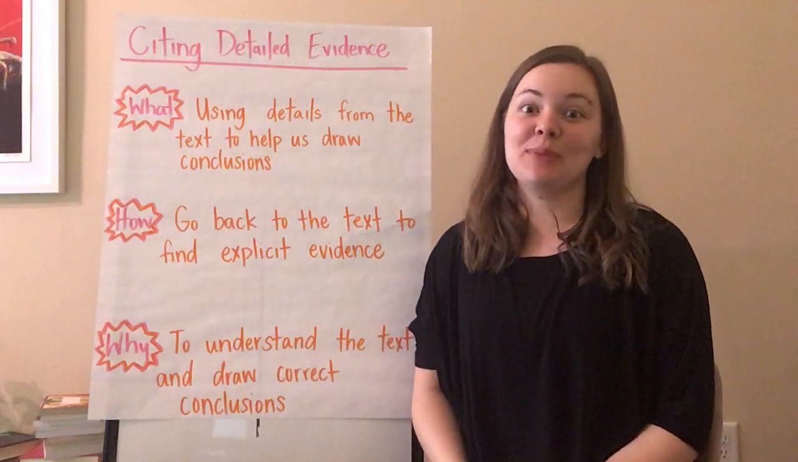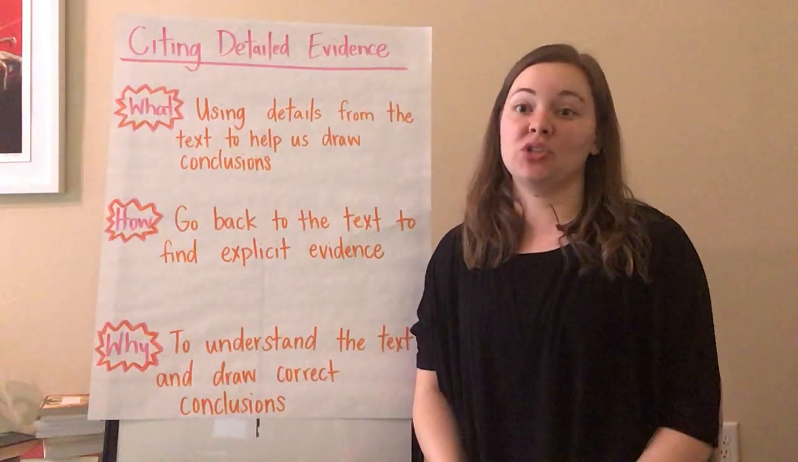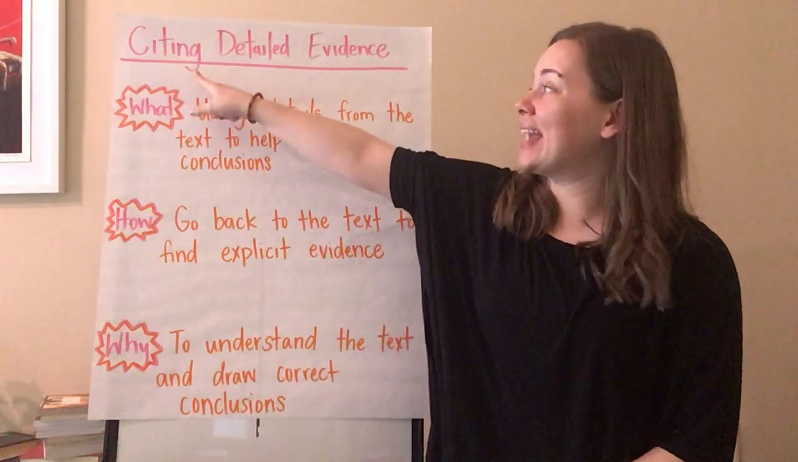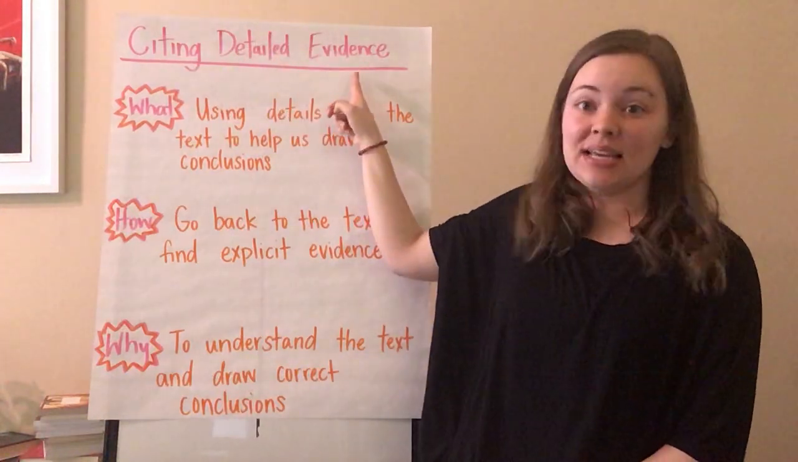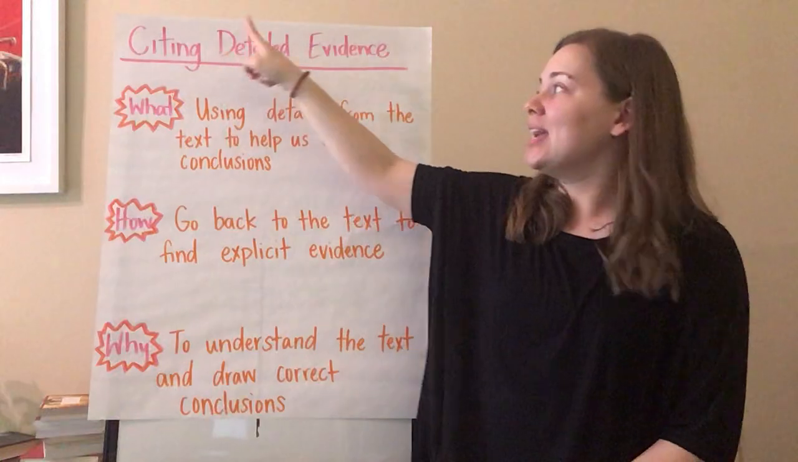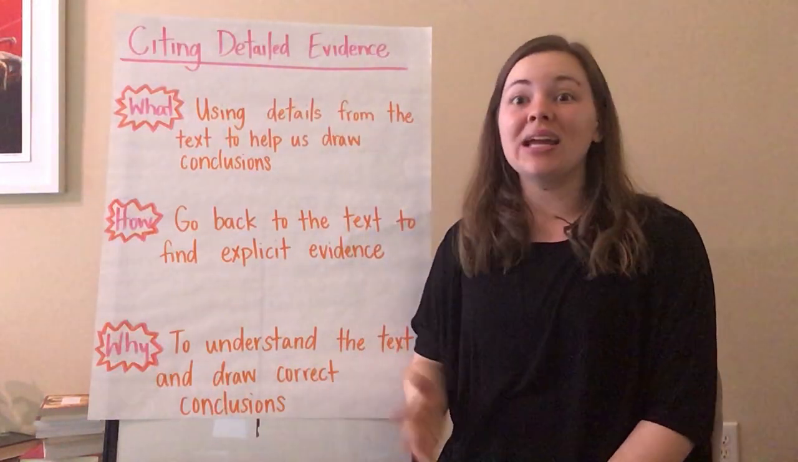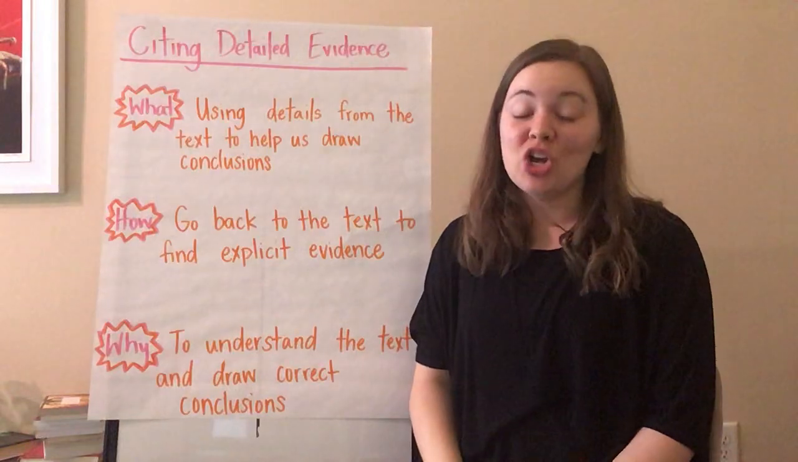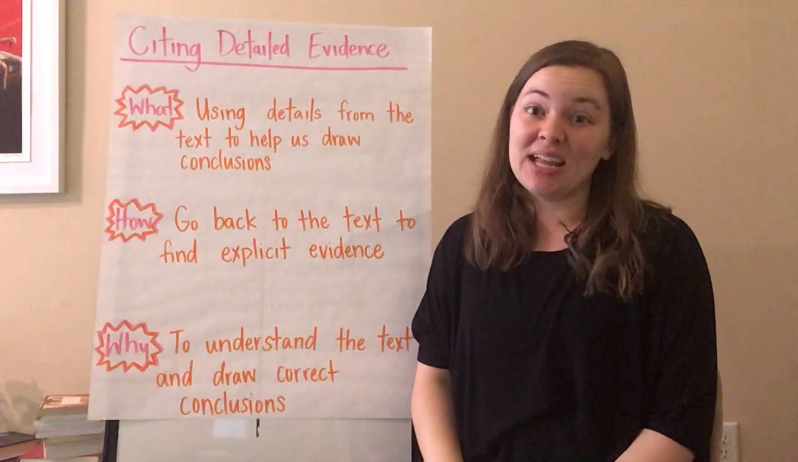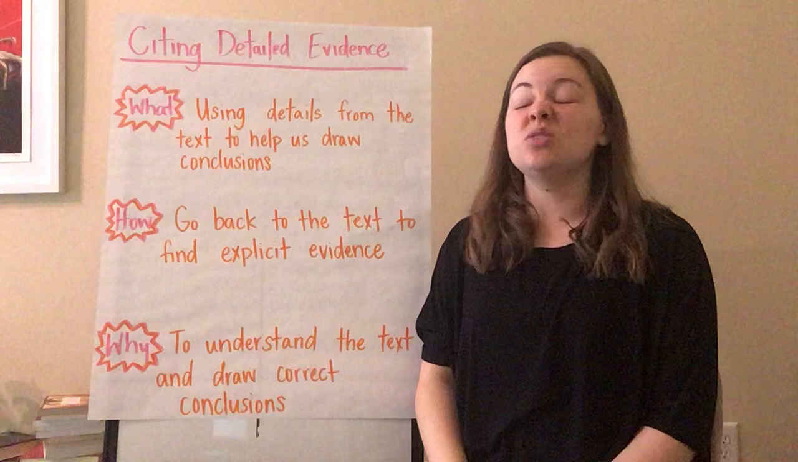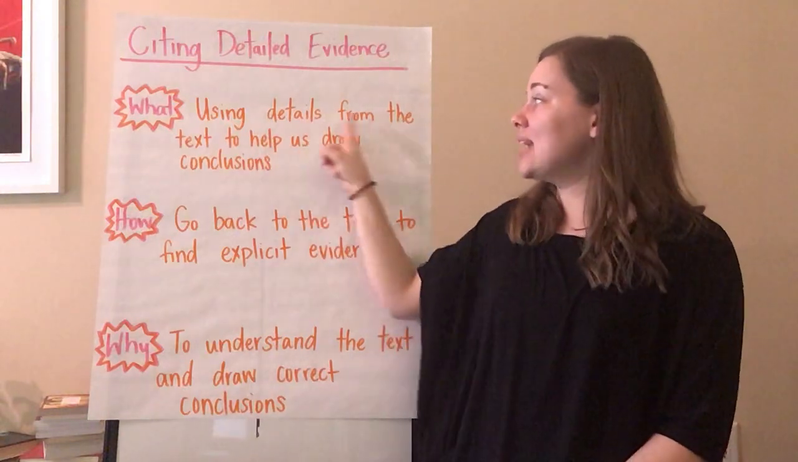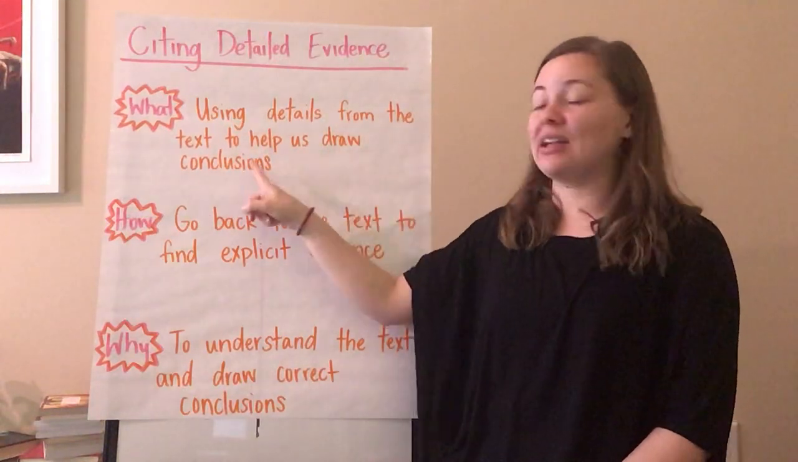We get to work on something special today as we read an informational text. We are going to work on citing detailed evidence. Say it with me, citing detailed evidence. This is something that you've been working on all year and even last year in kindergarten. You've been doing it with Ms. Johnson at Guided Reading for a long time. It's when we use details from the text to help us draw conclusions.